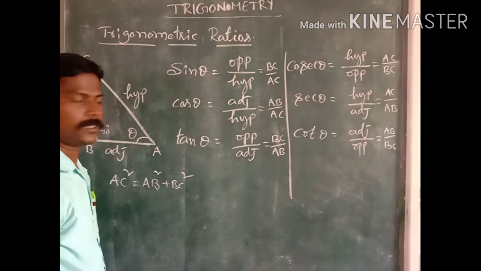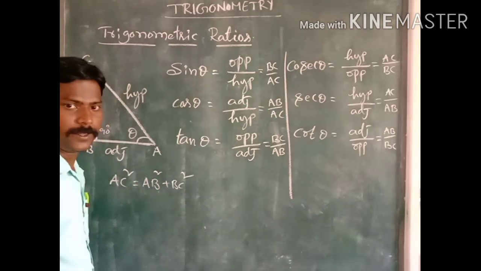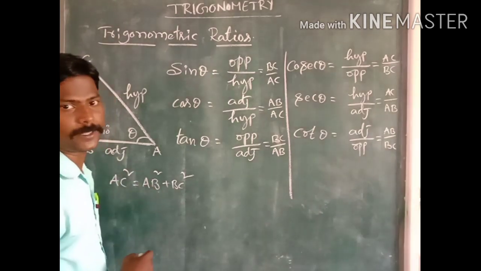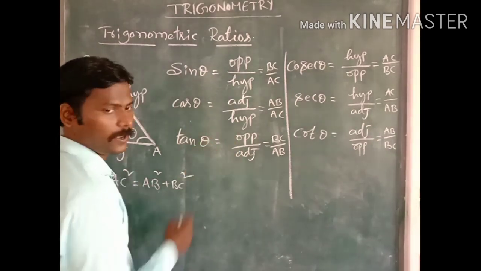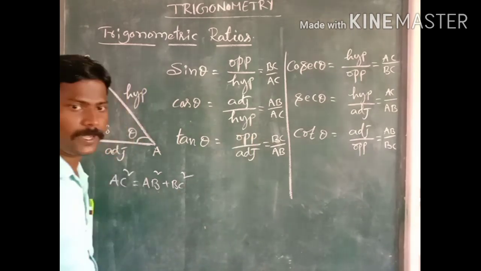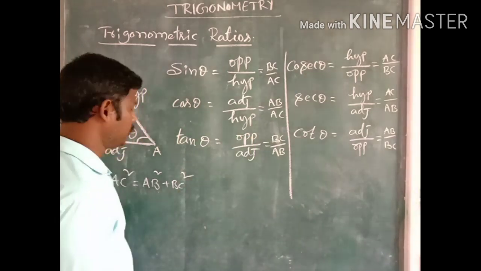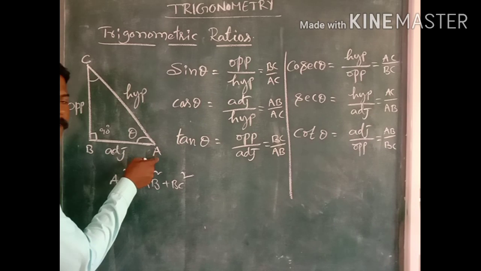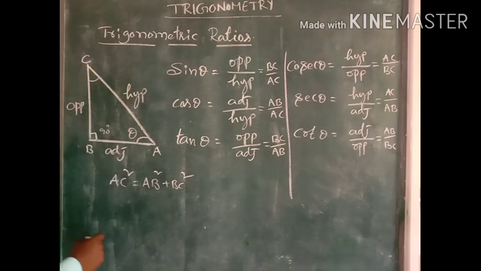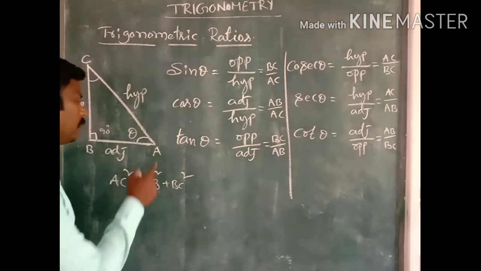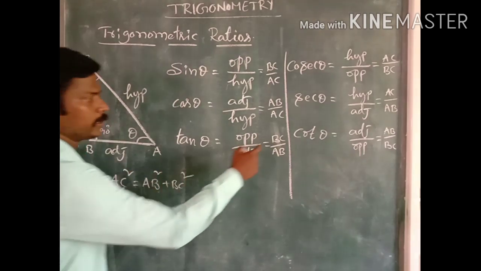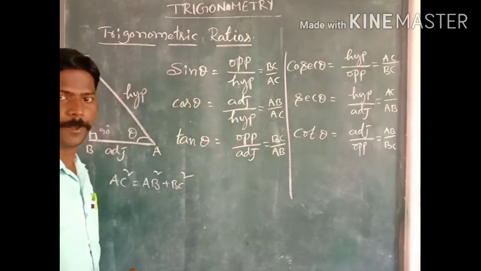Understood, children? Next, tan theta or tangent of theta. How to derive? Opposite side by adjacent side. So what is the opposite side to the angle A? BC. What is the adjacent side to angle A? AB. So BC by AB.